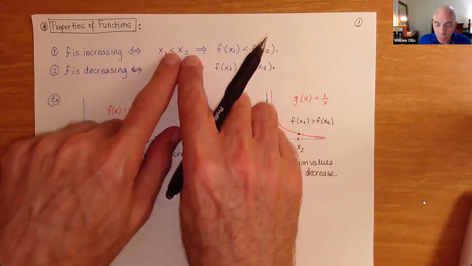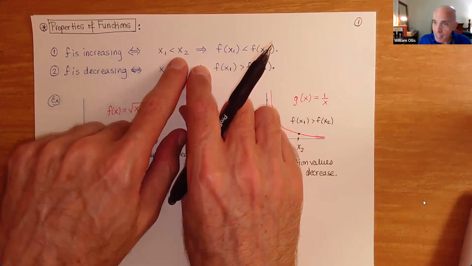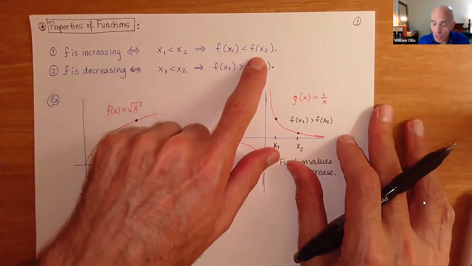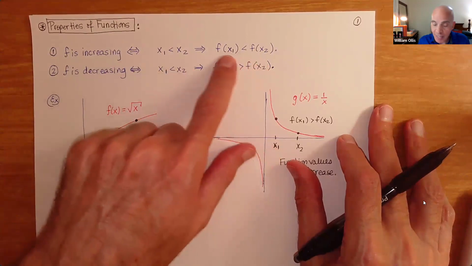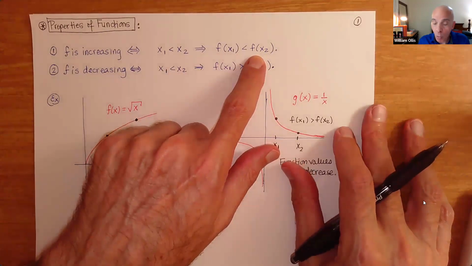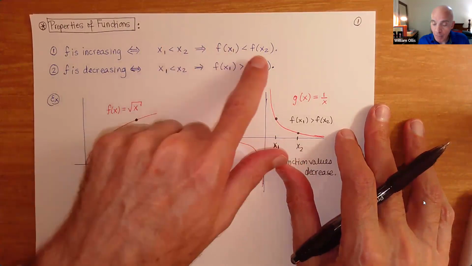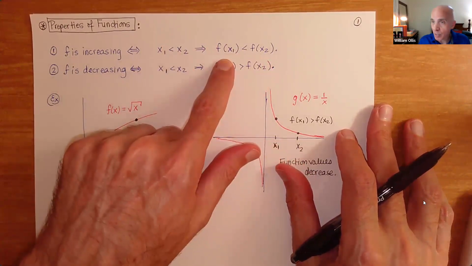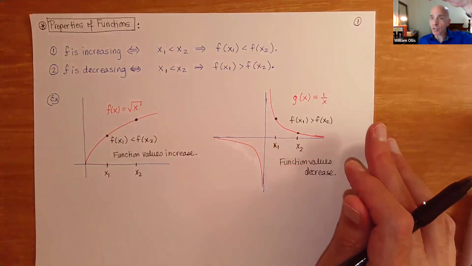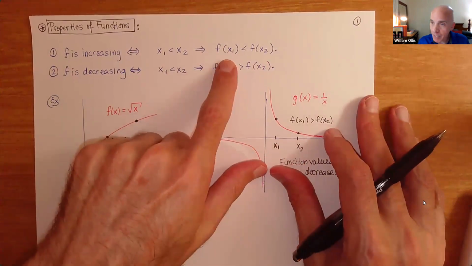So we think of elements in the domain where x1 is less than x2. If the function is increasing, then the value of the function should increase. That is, f of x1 should be less than f of x2. Or if you want to say it, if x2 is greater than x1, f of x2 is greater than f of x1. So as you move through the domain of the function, the values of the function get larger or they increase. So that's a formal definition.